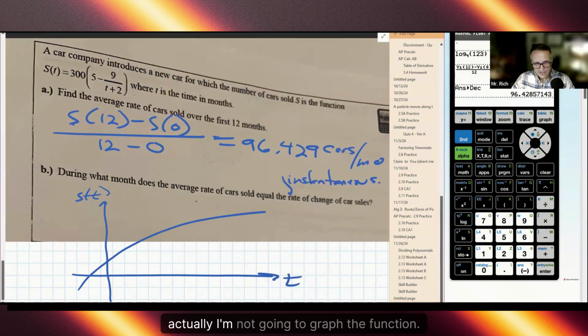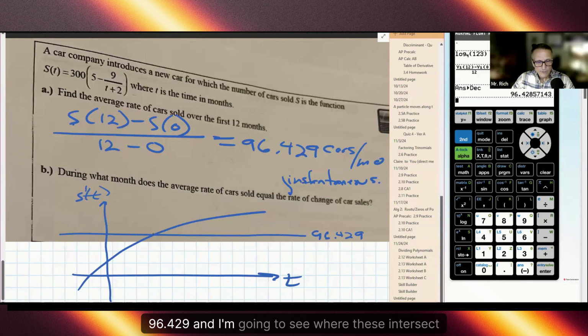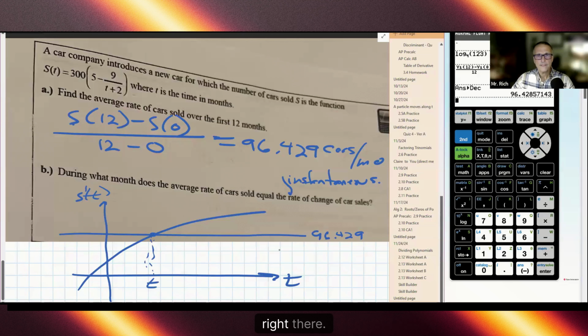And no, actually, I'm not going to graph the function. I'm going to graph the derivative of the function, S prime, which is the rate of change of the cars being sold. And then I'm going to graph a horizontal line at 96.429. And I'm going to see where these intersect and see what month it is that they intersect right there.